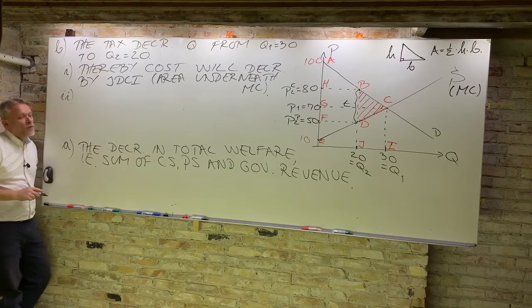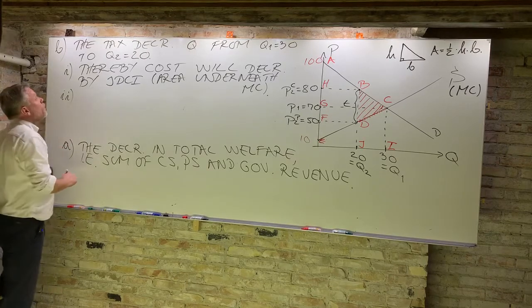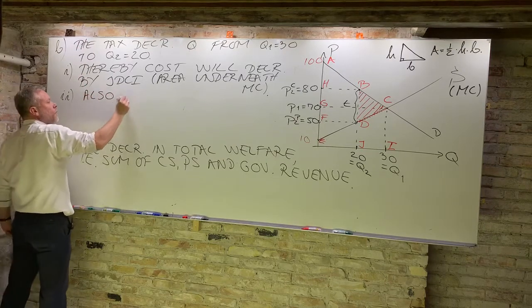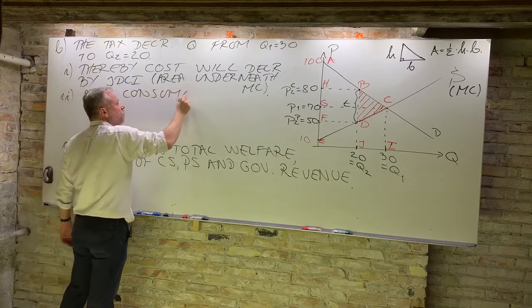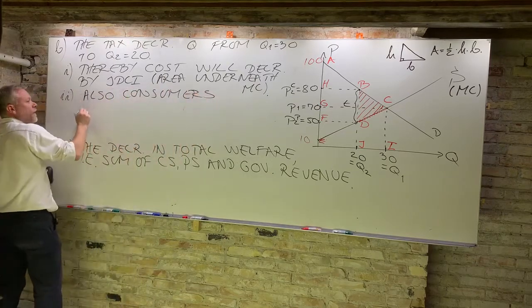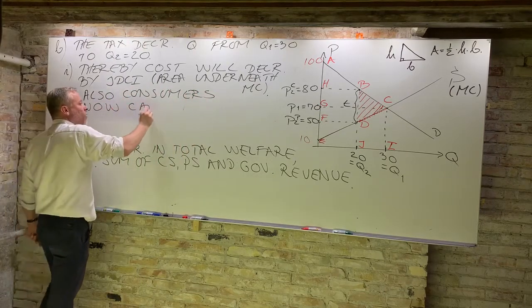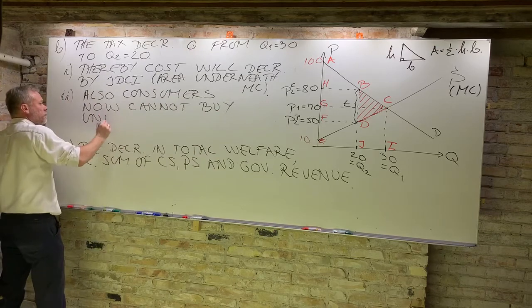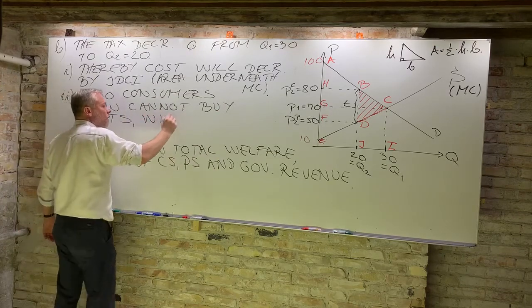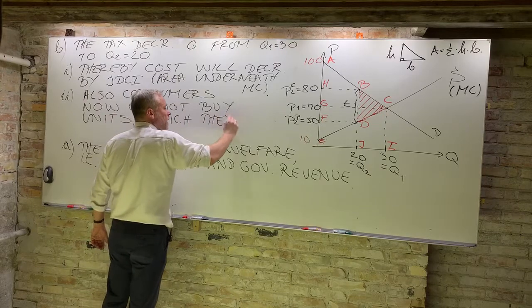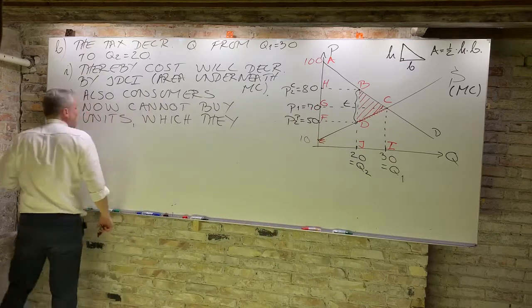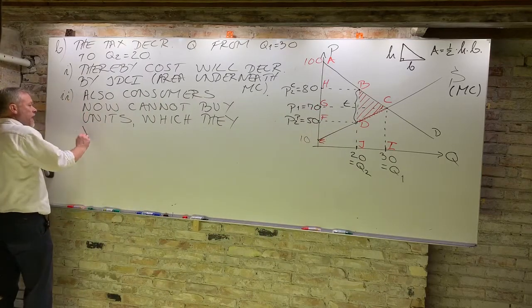The second thing that happens when the quantity drops is that now some consumers can't buy 10 units of the goods. Also, consumers now cannot buy units which they, and now I'm going to find out how much value they put on those goods, which they value at.